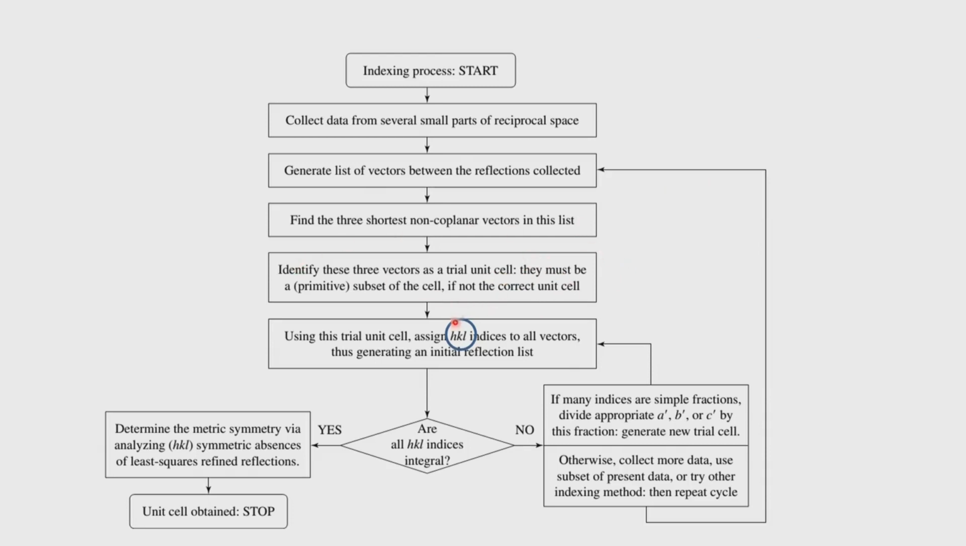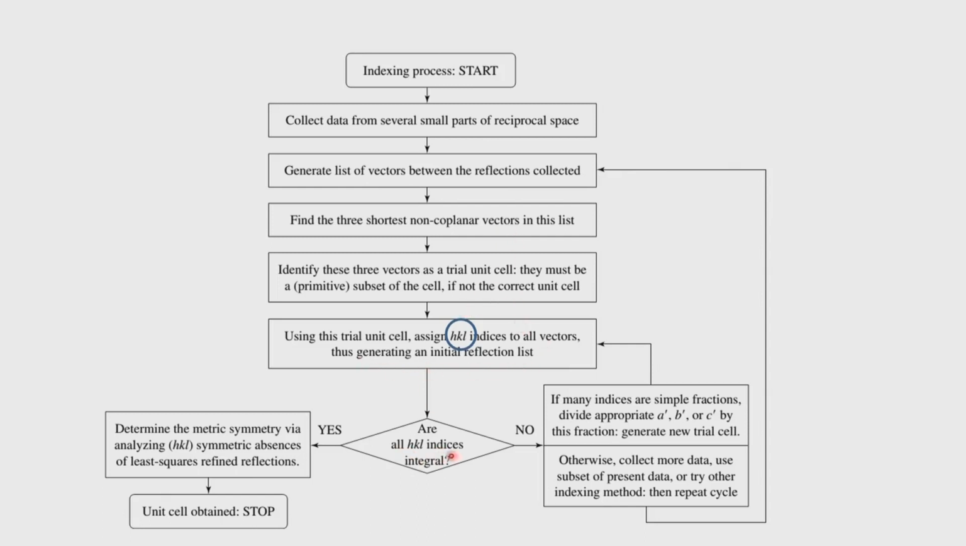Using that, you now assign HKL values to the rest of them. Suppose this is 1 unit, 1 unit, 1 unit along a, b and c, and something else which is coming farther away could be a multiple of this. Something which is coming below this could be a fraction of that. But the chance of something coming shorter than this is less, because we have taken the 3 shortest non-coplanar vectors from the list. So, it could be a correct cell, it could be not a correct cell.